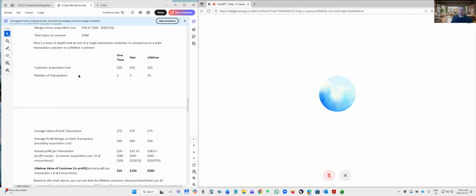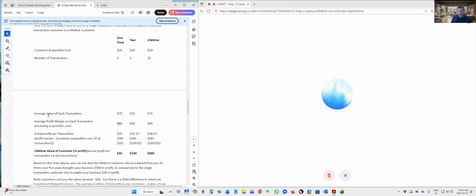Okay, so let's take a look at this chart. The customer acquisition cost is $20 one time. For the year, it's $20, lifetime $20. Number of transactions from 1 to 3, and lifetime 15. The average value of each transaction is $75. The average profit is $40. The average profit per transaction, you can see right here. And then what we have is the average lifetime value.